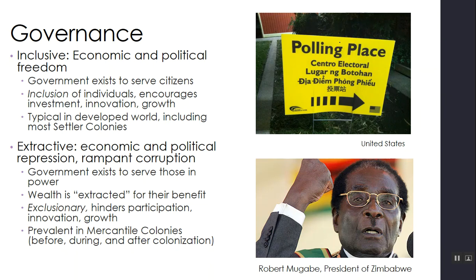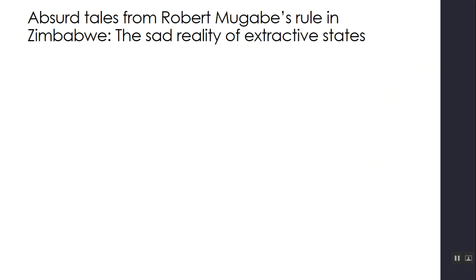One of the things that's happening in the US right now is that people are worried that our government is becoming more extractive and less inclusive, especially in terms of trying to restrict ways in which people can vote or exercise free speech. We're going to talk a little bit about an example of an extractive government, Robert Mugabe, who's the president of Zimbabwe, who you could see there.